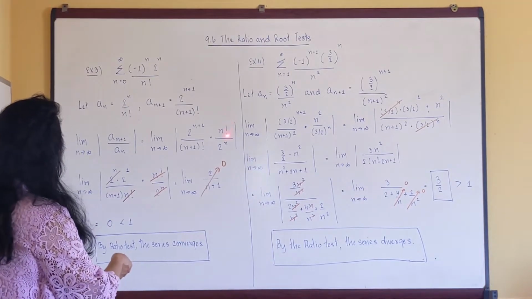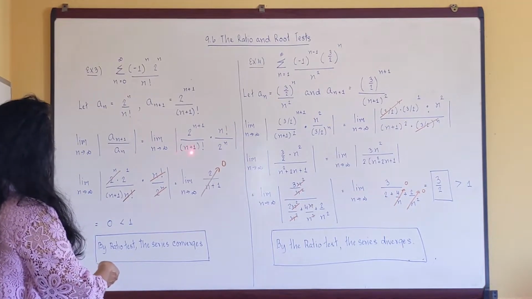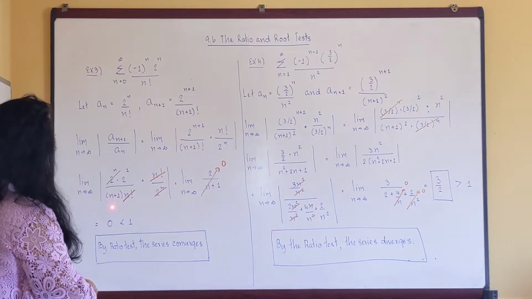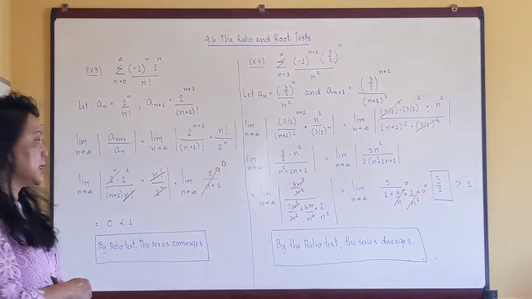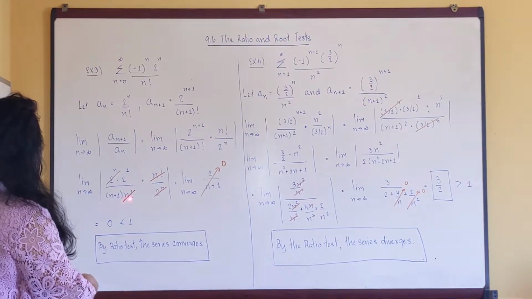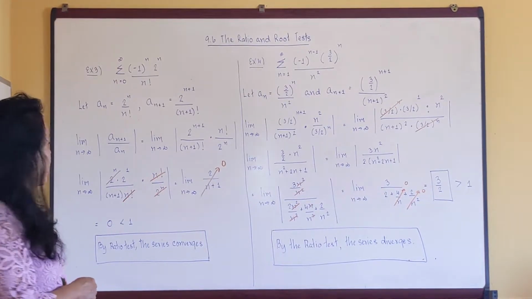So I have n factorial here. I have n plus 1 factorial here. So I'm going to rewrite this as n plus 1 times n factorial. It's the same thing. That way I can reduce the n factorial and the n factorial.